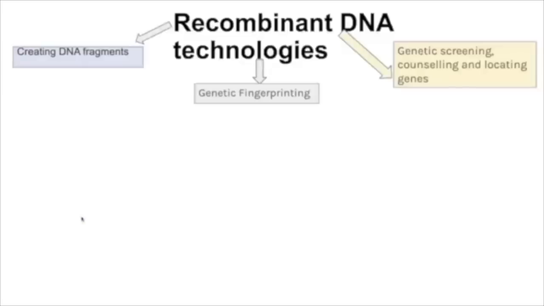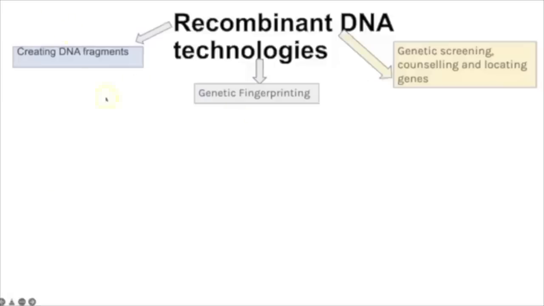Now, the next bit of topic 8 is looking at gene technologies, for example, recombinant DNA technologies. I've put all of the rest of topic 8 onto one flow diagram here, and we're going to go through it a section at a time.